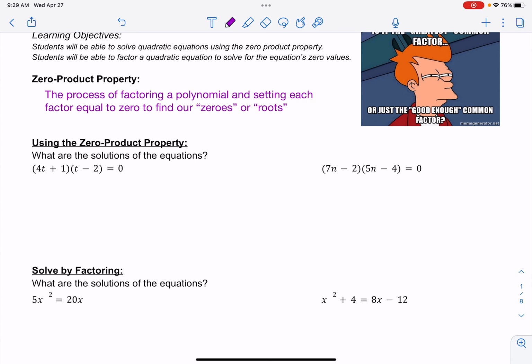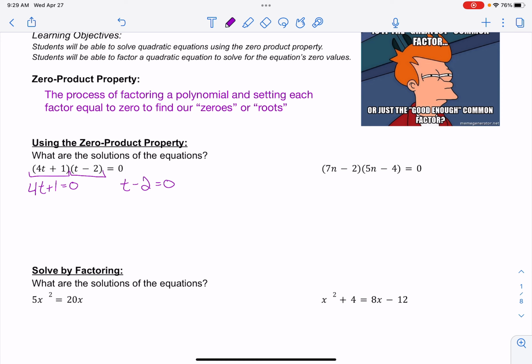So for these first two examples, everything is already fully factored for us, so we just have to take these factored pieces and set them equal to 0. So we will have 4t plus 1 equals 0, and t minus 2 equals 0. So we just took each of these parentheses pieces, those factored pieces, and set them equal to 0.